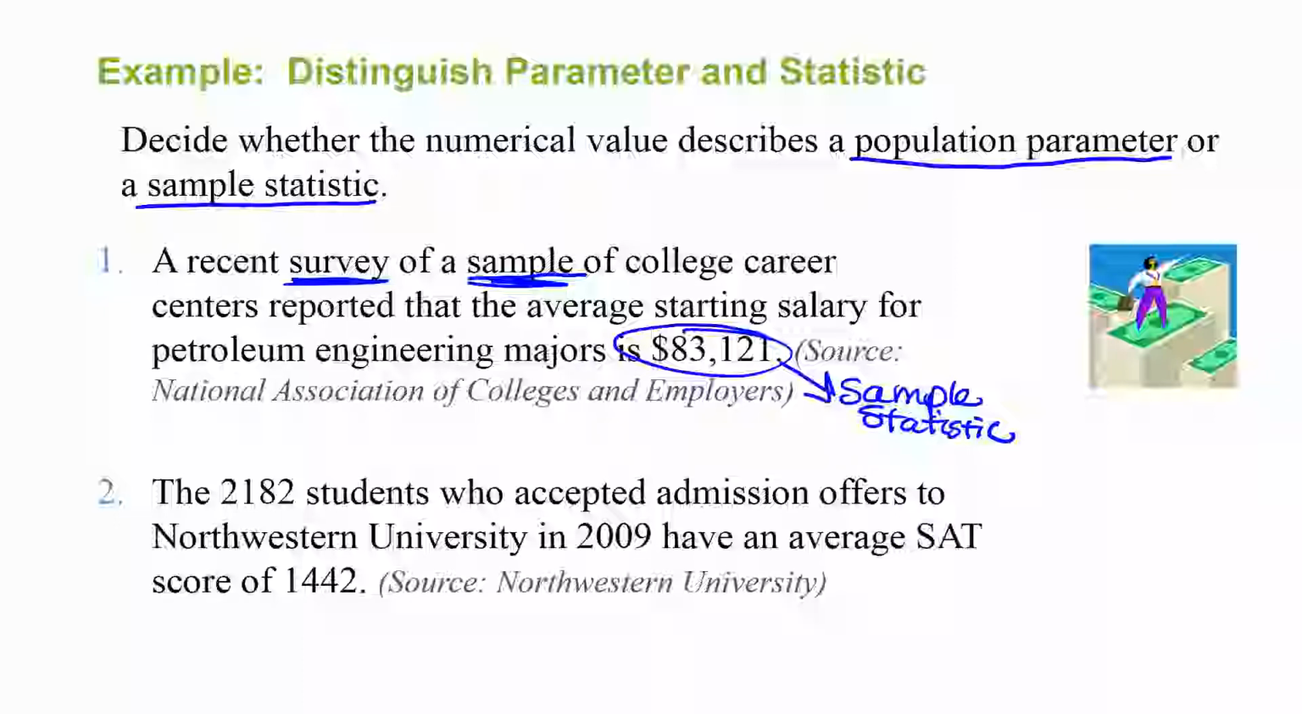Question 2, it says the 2,182 students who accepted admission offers to Northwestern in 2009 have an SAT score of 1442. So that means we are talking about a population because this is all of the students who accepted admission offers. So the entire population being students who accepted admission offers to Northwestern University in 2009 would make this that population parameter.